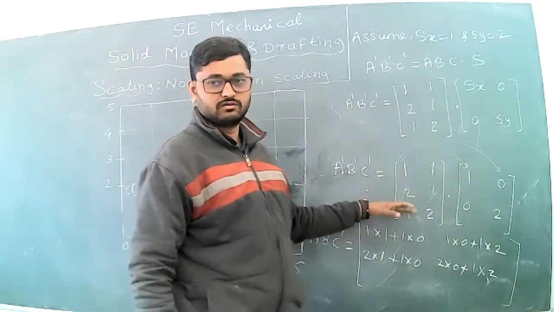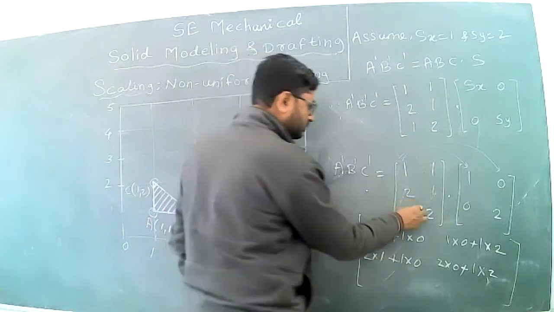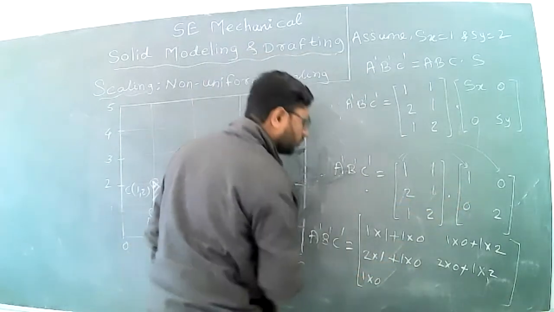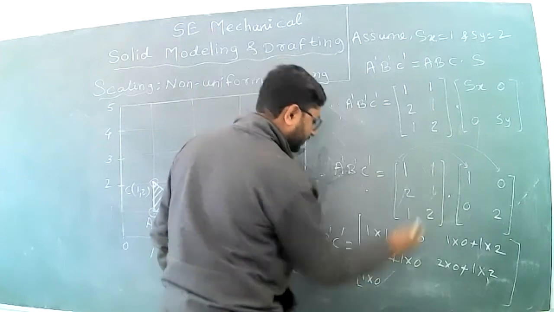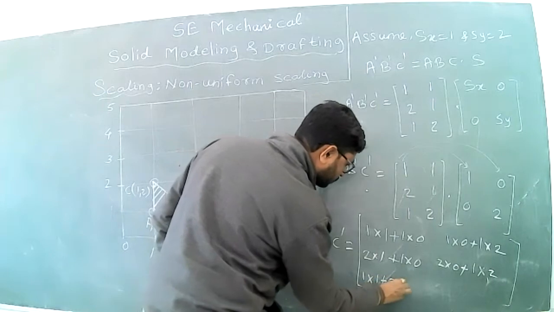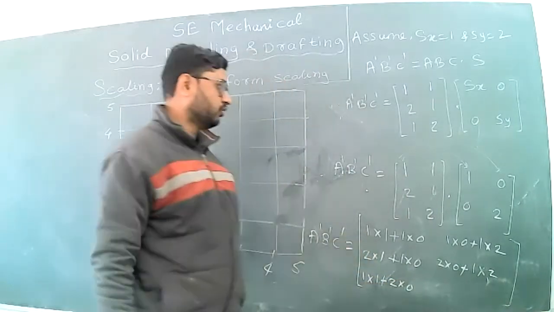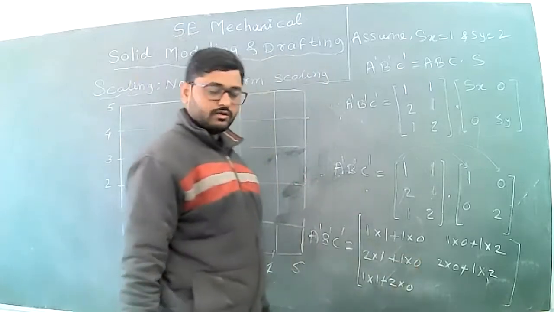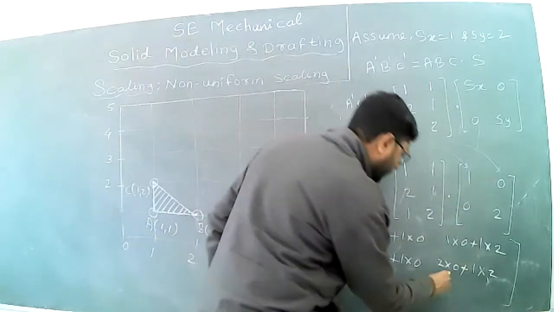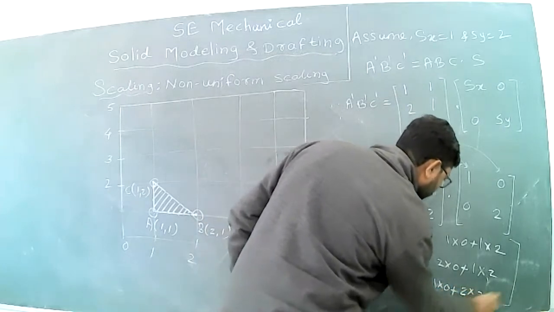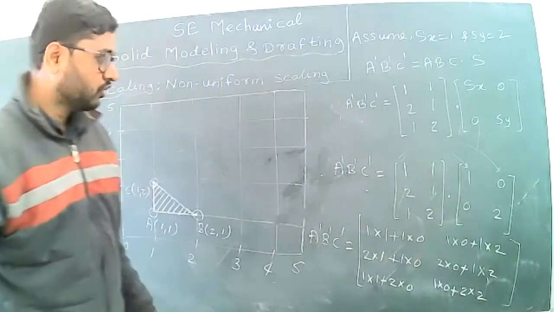2. And for the last, third row, this is 1 into 0, 1 into 1 plus 2 into 0. And second, this is 1 into 0, 1 into 0 plus 2 into 2.